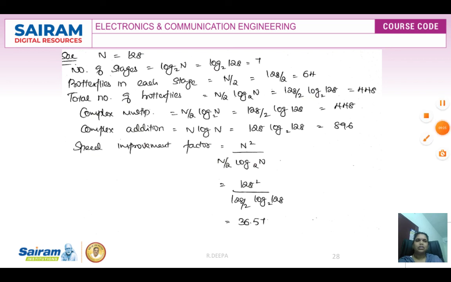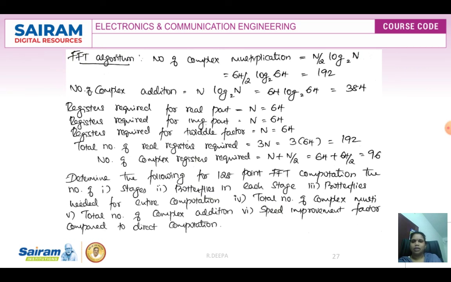The next thing is to calculate the speed improvement factor. The formula, as we have discussed in the last problems, is N square divided by N by 2 log N. Substitute N equal to 128, and the speed improvement comes to 36.57. So this is how we solve the calculation part. In the same way you can do it for the other problems too. Please remember all these formulas, and definitely they will ask you for at least 4 marks in the university exam.